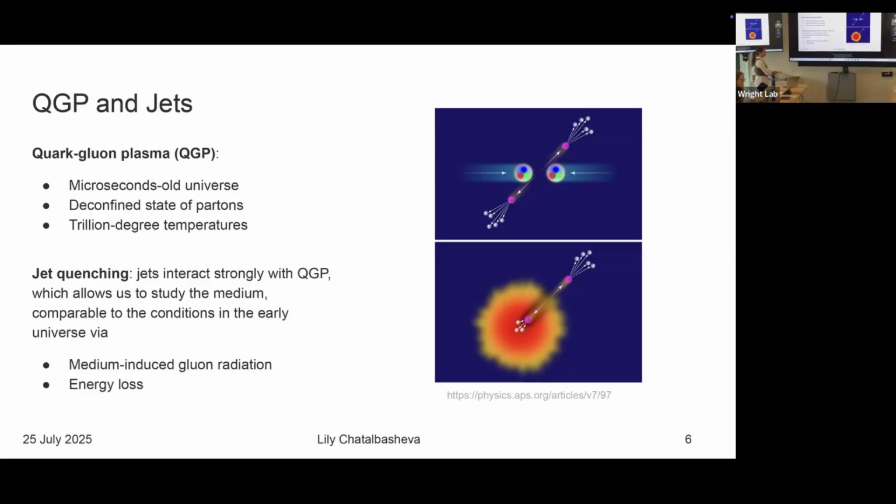When they go through this medium, they interact with it, as you can expect, because it's not vacuum, so you always interact with the medium. They undergo this process of jet quenching, where essentially they lose a lot of energy while passing through the medium. In a detector, we only really see the final state of the jets. But when we're able to reconstruct them back to the very initial collision, this allows us to study the quark-gluon plasma and recreate the early conditions of the universe at trillions of degrees of temperature.